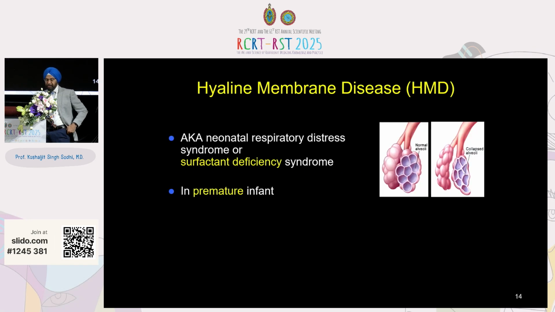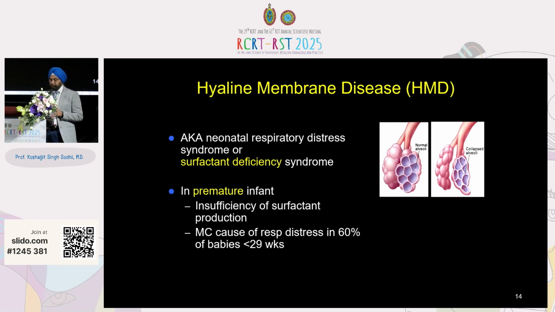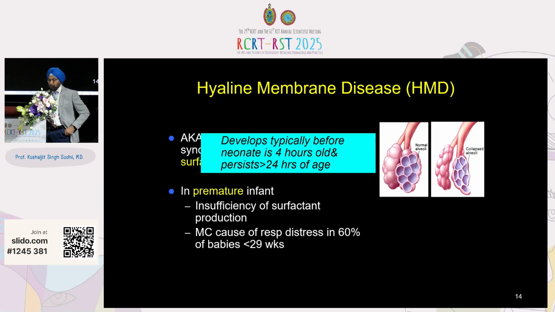Let's start with the medical disease spectrum. The first, at the top of the list, is hyaline membrane disease, which is also known as surfactant deficiency syndrome, as the name implies, because of lack of surfactant. This is typically seen in a premature infant. It is the most common cause of respiratory distress, in as many as 60% of babies born before 29 weeks of age. Remember, this develops typically before the neonate is 4 hours old and persists more than 24 hours of age. I'm going to tell you why this is important in a couple of slides. So remember, this persists more than 24 hours of age.